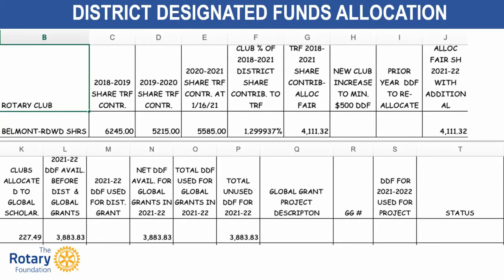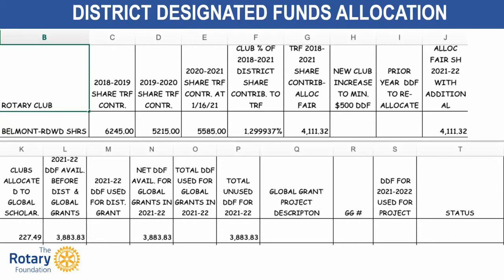Now, if it's for Polio Plus, then this will say district to notify TRF, and that's just a reminder to me to do that. To the extent that the club has four or five different global grant projects during the year or allocations to polio or whatever it is, then there would be four or five rows here, one for each particular allocation for the global grant or for Polio Plus, so that they're all shown separately.